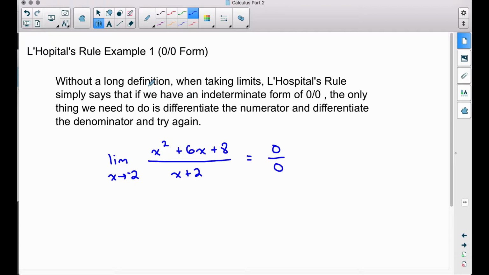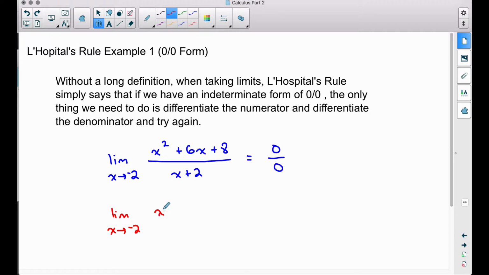So without a long technical definition, L'Hopital's rule says we can do this. We have an indeterminate form of 0 over 0. The only thing we need to do is differentiate the numerator and denominator and then try again. Now some of you may be thinking, okay, well, let's try to factor. And you are right. We could factor this, but that's not what L'Hopital's rule is talking about.